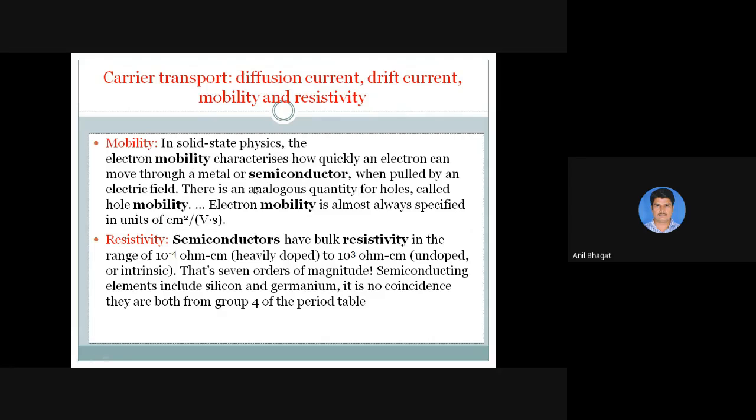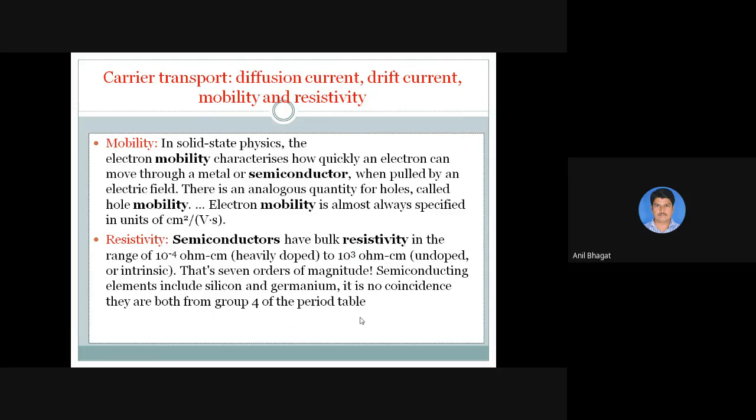And the exam always asks you to take the mobility of electrons and calculate the density, resistivity or conductivity of that device. Semiconductors have bulk resistivity in the range of 10 raised to minus 4 ohm cm, heavily doped, to 10 raised to 3 ohm cm, that means 1k in short, for intrinsic. Semiconductor elements include silicon and germanium. It is no coincidence they are both from group 4 of the periodic table. So this is very important.